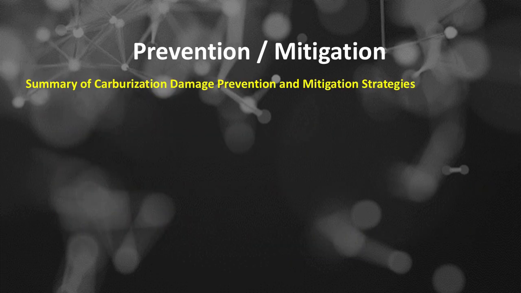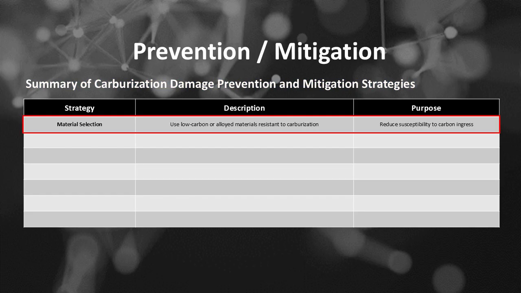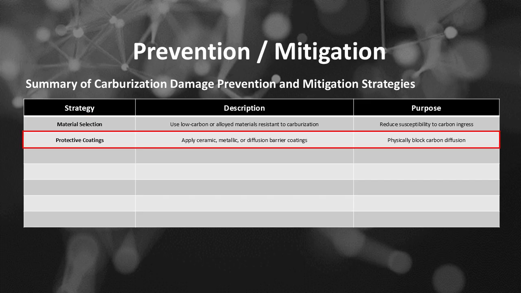Summary of carburization damage prevention and mitigation strategies. If the prevention and mitigation strategy in use is material selection, it is described as: use low-carbon or alloyed materials resistant to carburization. Its purpose is to reduce susceptibility to carbon ingress. If the strategy in use is protective coatings, it is described as: apply ceramic, metallic, or diffusion barrier coatings. Its purpose is to physically block carbon diffusion.